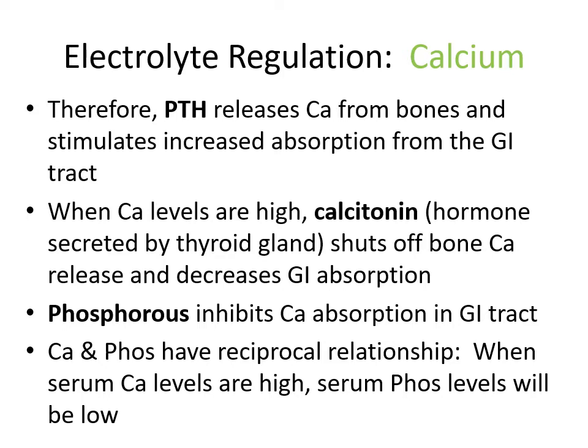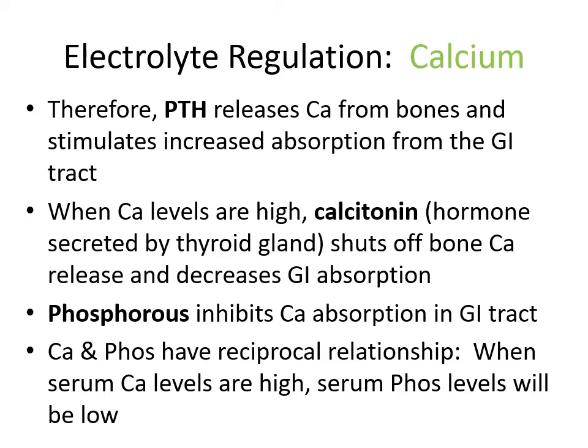Therefore, parathyroid hormone releases calcium from bones and stimulates increased absorption from the GI tract. Now, when calcium levels are high, calcitonin, which is secreted by the thyroid gland, shuts off, or the mnemonic that I use is it tones it down, the blood calcium release, and decreases GI absorption.